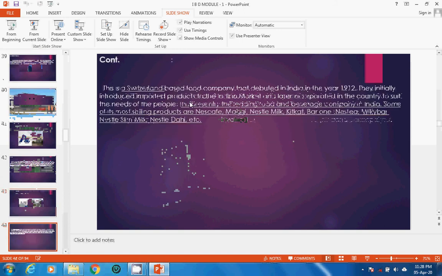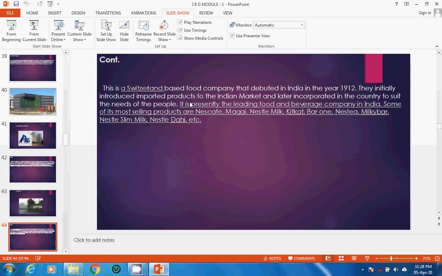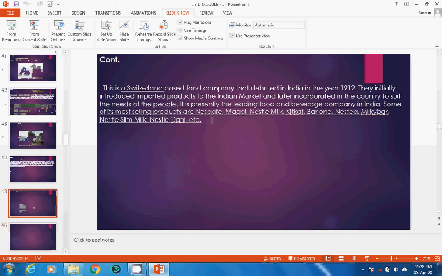Nestle. This is a Switzerland-based food company that debuted in India in the year 1912. They initially introduced imported products to the Indian market and later incorporated in the country to suit the needs of the people in India. It is presently the leading food and beverage company in India. Some of its products are Nescafe, Maggi, Nestle Milk, KitKat, Milkybar One, and Nestle Slim Milk. These are the products which are popular in a country like India.